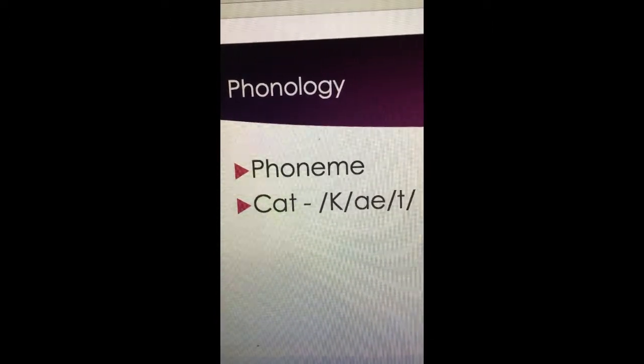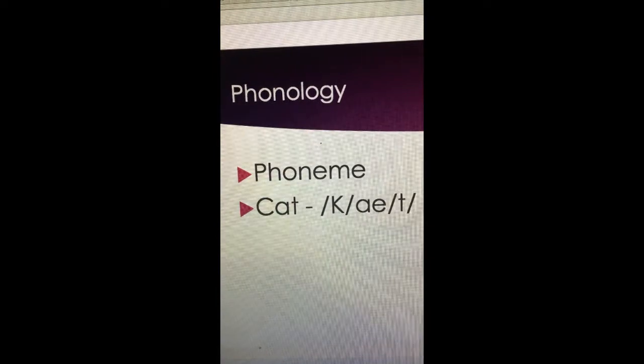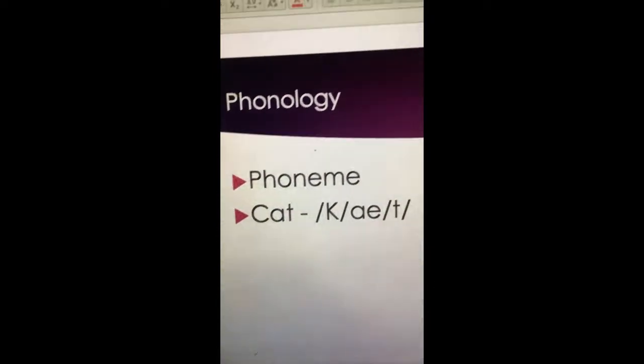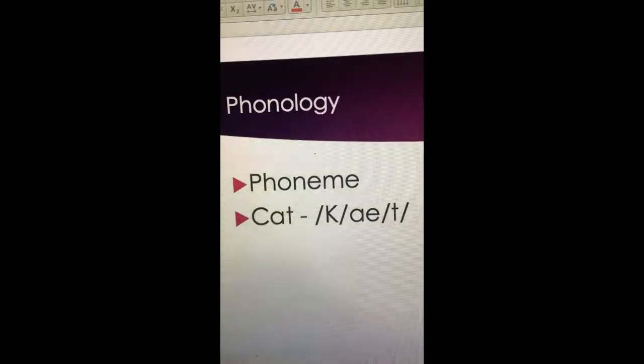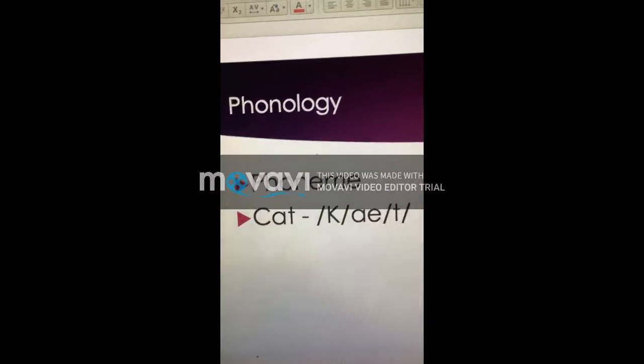Next, we have phonology. Phonology is the aspect of language concerned with the rules governing the structure, distribution, and sequencing of speech sounds in the shape of syllables.